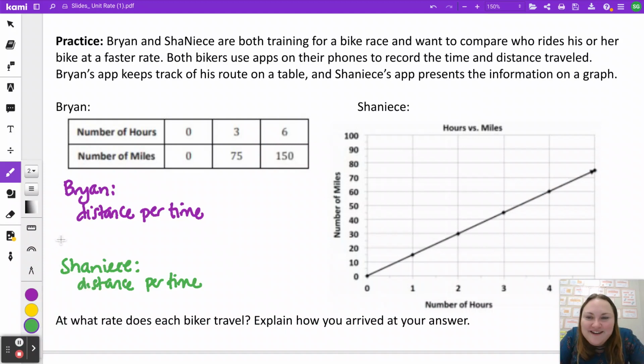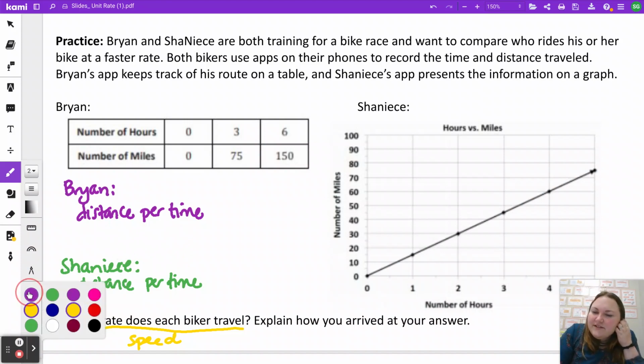All right, hopefully you got an answer. I put some stuff up here just to get us started. Because we are being asked at what rate does each biker travel, that is code for we are looking for their speed. So once again, I'm looking at their distance over time. Distance over time or distance per time isn't something you have to memorize. For me, I just think of an example. I just think of miles per hour and then remember, okay, miles is my distance, hours is my time, and use that to help me remember the order. You don't have to memorize it if you have an example you can use.